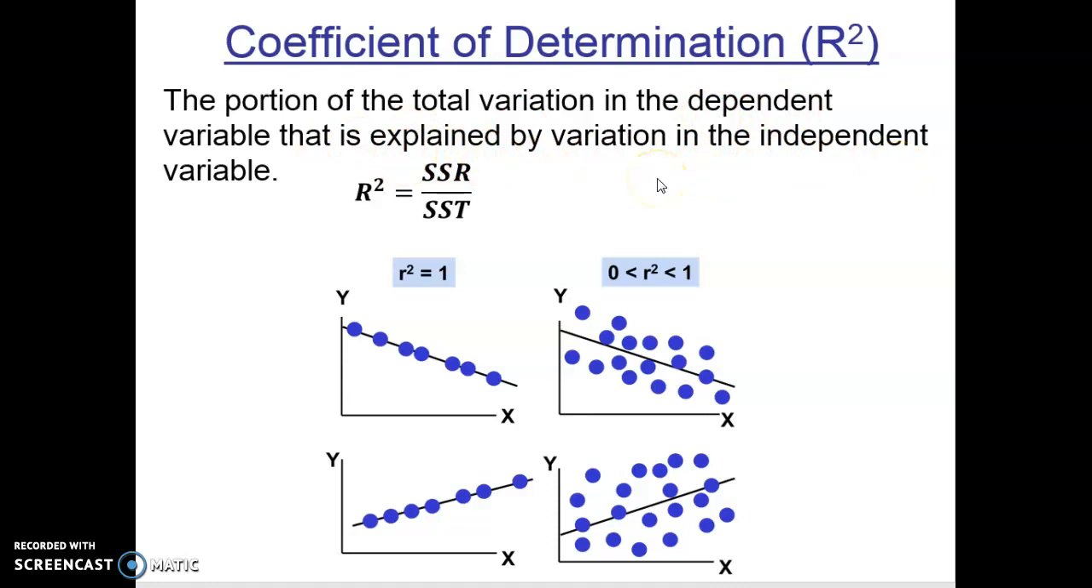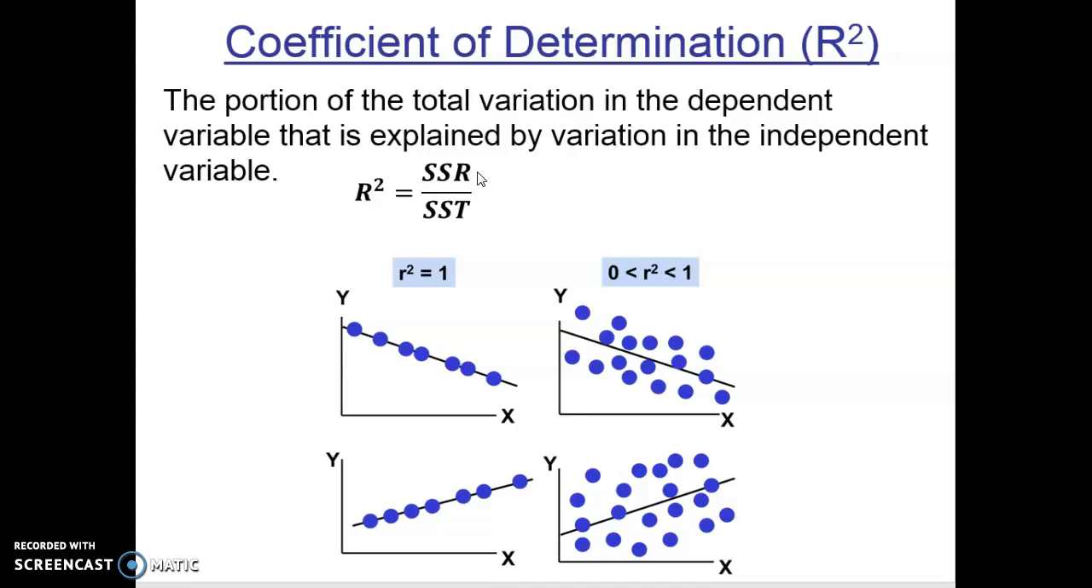The calculation is the sum of squared regression divided by the sum of squared total. Well, recall that sum of squared regression is the explained variation, and sum of squared total is our total variation. So this is just a fraction telling us the proportion of the total variation that is explained. You can see this graphically.